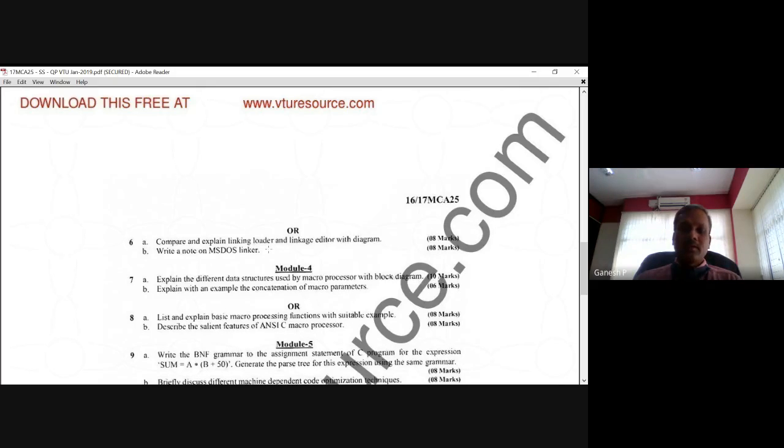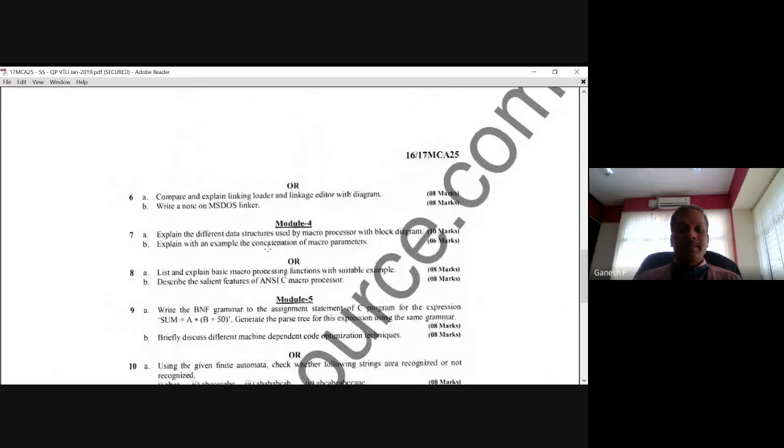Next, an example for the concatenation of macro parameters, the ampersand, arrow mark, all those things we have seen in the concatenation that we can use. This same question was asked in the earlier question paper as well. Next, an alternative here is basic macro processing functions with a suitable example. What are macro processing functions? That is nothing but macro processor functionality, which is macro definition, macro call, and macro expansion. They are the three macro processor functions.